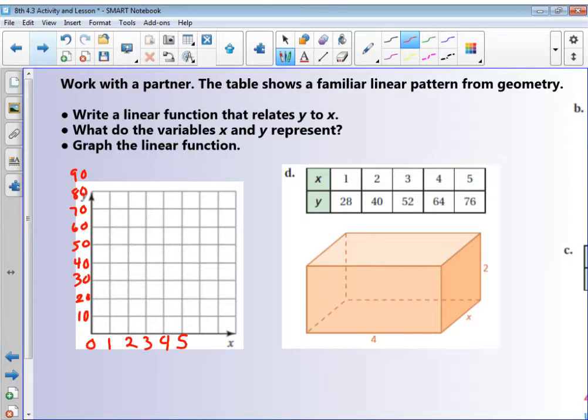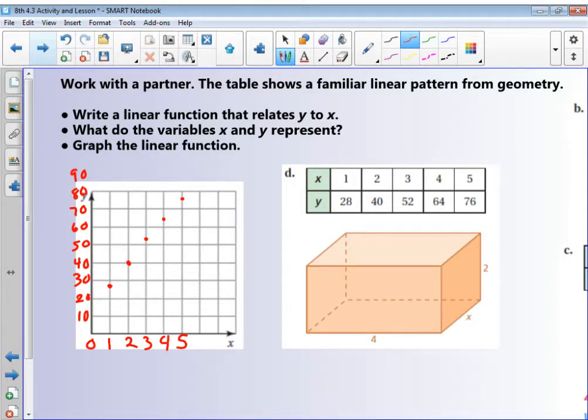Okay, so we're going to go over to 1. Up to 28, over to 1, up to 28, it's going to fall in there somewhere. Over to 2, up to 40. Over to 3, up to 52. Over to 4, up to 64. And then over to 5, up to 76.